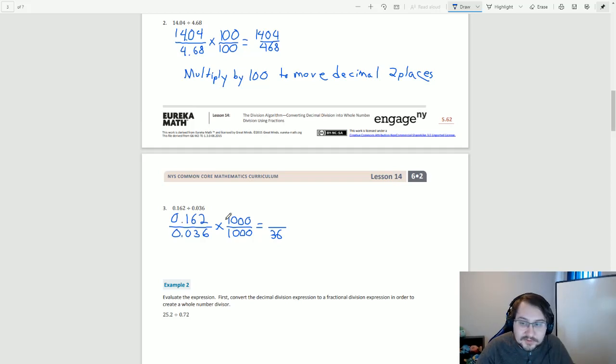Same thing is going to come up with this one too. I moved the decimal 3 places, so it would normally be 0162, but that 0 in front doesn't make a difference, so it's just going to be 162. And why'd I multiply by 1,000? Well, same reason why I multiplied by 100 in the last one. I needed to move my decimal 3 places in this case. So since I needed to move it 3 places, I needed 1,000.